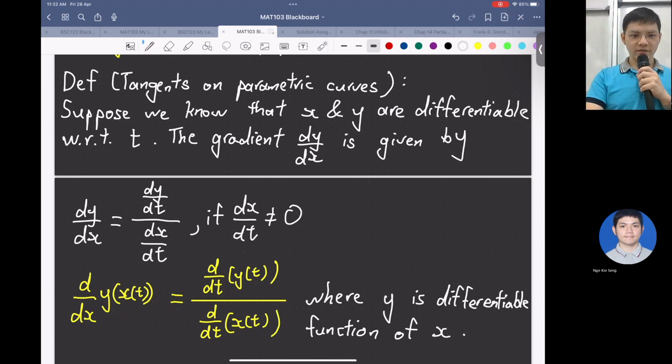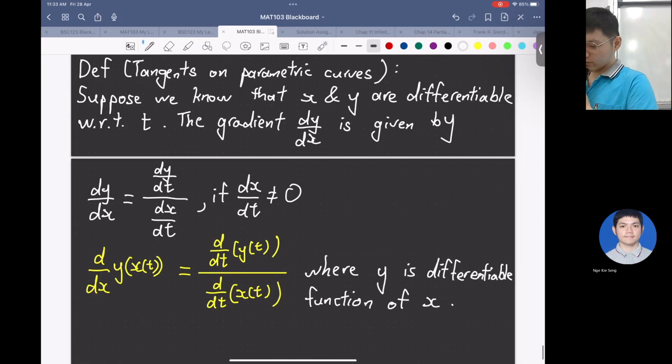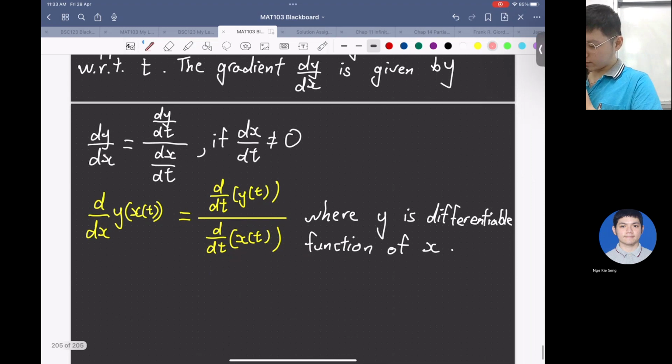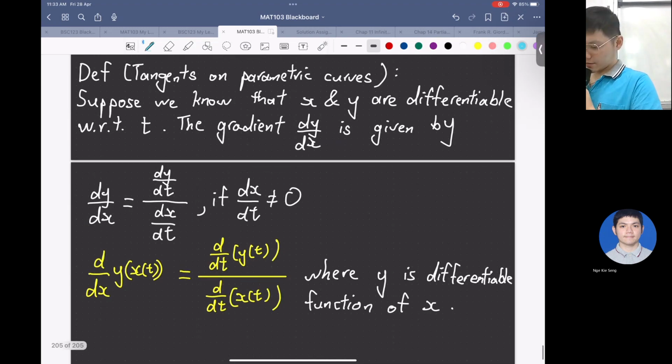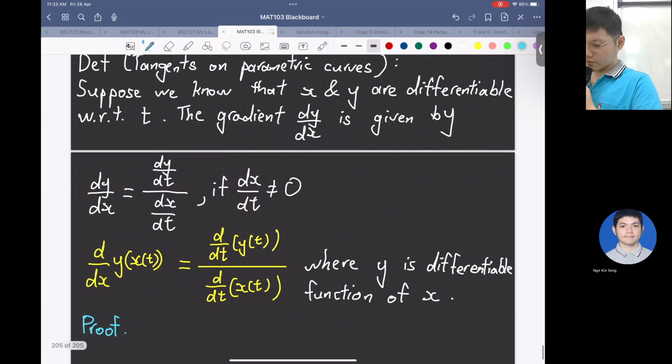So let's prove this. How should we prove this? Let's prove this.